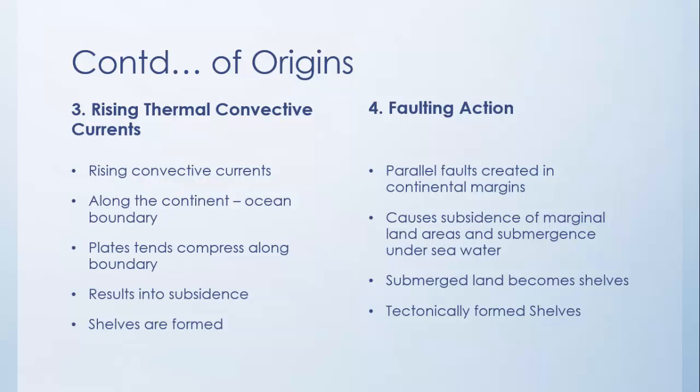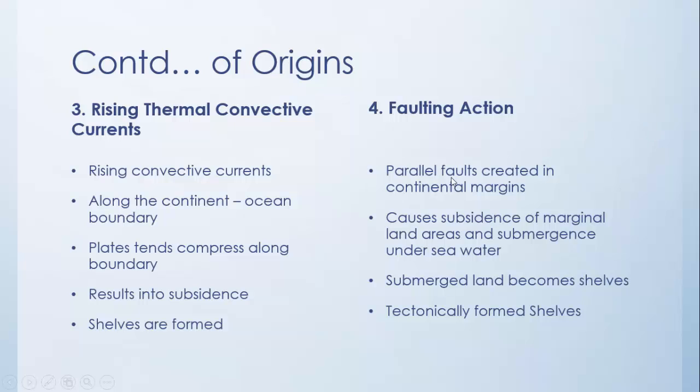The next is rising thermal convective currents. Because of the rising thermal convective currents below the plates, along the continental-ocean boundary, the plate tends to compress along the boundary and results in subsidence. While the plates compress along the boundary, too much pressure is created along the boundary. The weaker plate gets subsided and shelves are formed.